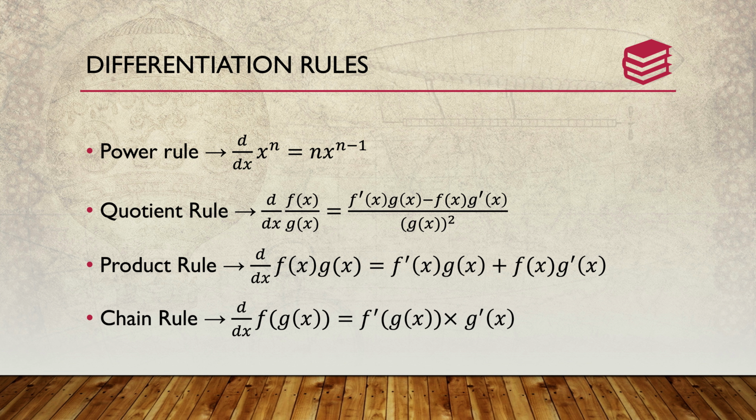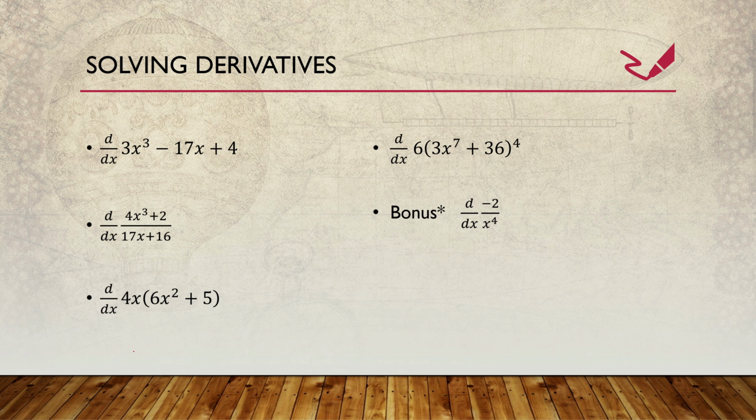The product rule is very similar to the quotient rule. Instead, it only focuses on the numerator, and instead of the subtraction sign, you have the plus sign. Then you have the chain rule, which follows as f of g of x. You take the derivative of the outside function, and then multiply by the derivative of the inside function. So these are some basic rules that you would have to know in order to differentiate. Let's get right into a few problems.